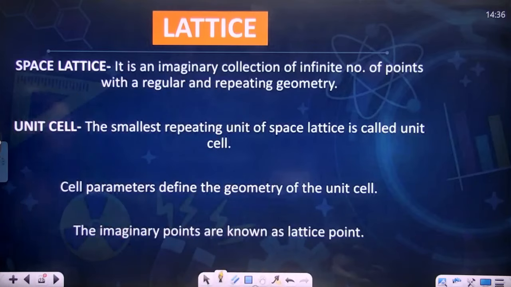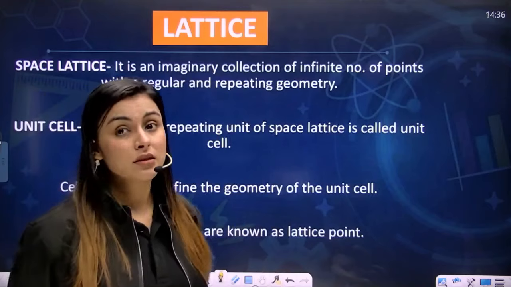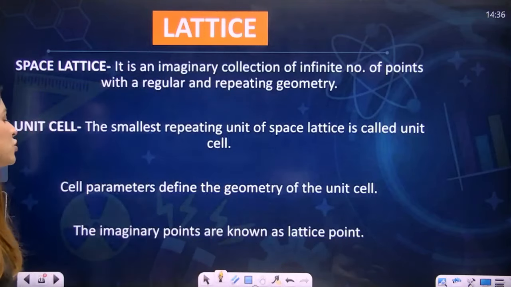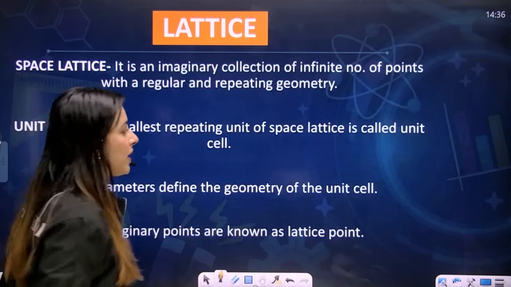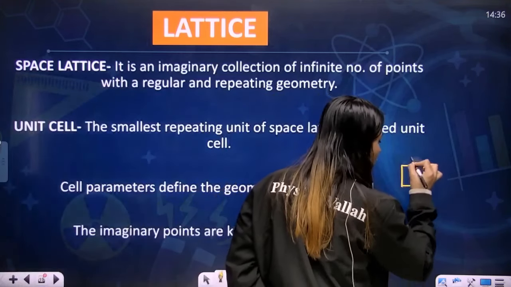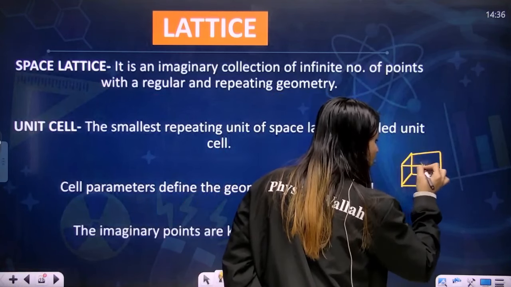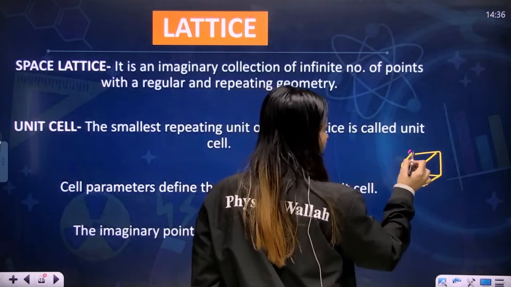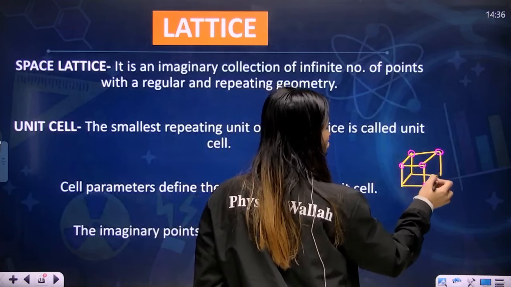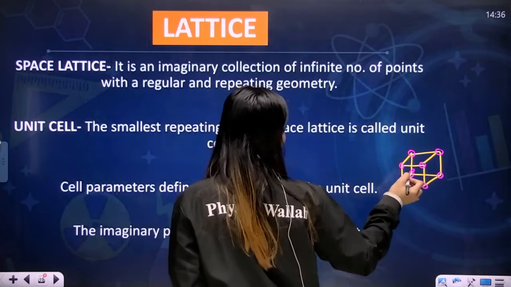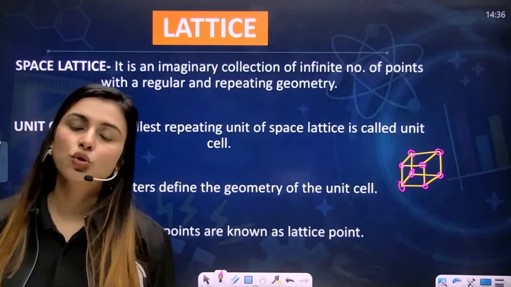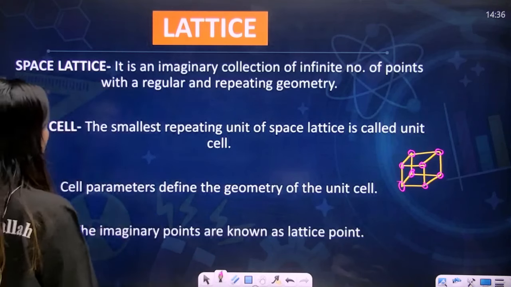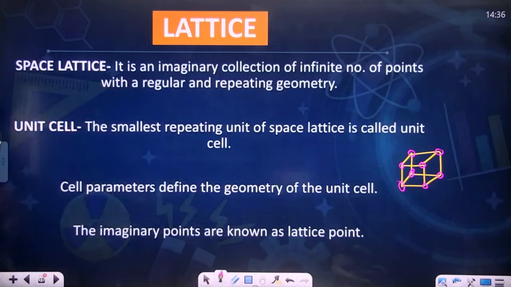Cell parameters define the geometry of the unit cell, whether it is a cube, whether it is a rhombohedral or what, right? Yes. The imaginary points are known as lattice points. Now, my dear students, imagine I gave you this unit cell. In this unit cell, this point, this point, this point, all these points are the lattice points. So all the points on the lattice are known as the lattice points. Okay, perfect. I hope you're clear with this. Pause the video, write it down, and then we'll move forward.